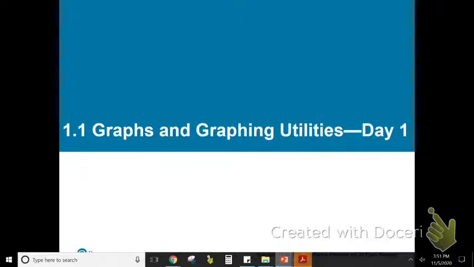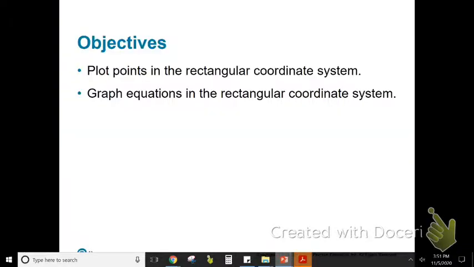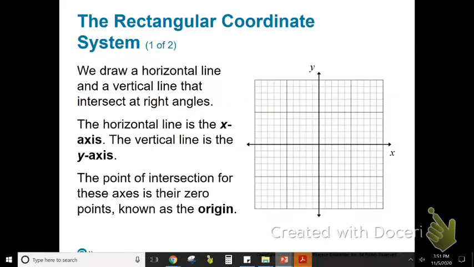Okay, 1.1 talks about graphs and graphing utilities. So our objectives in this one are to plot points in the rectangular coordinate system and graph equations in the rectangular coordinate system. So first thing, what is a rectangular coordinate system? It's our graph. It's the normal x and y axes that we see.